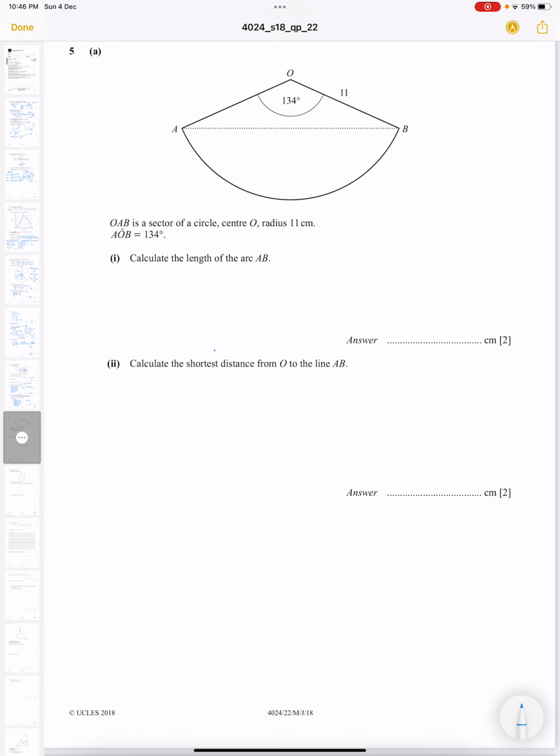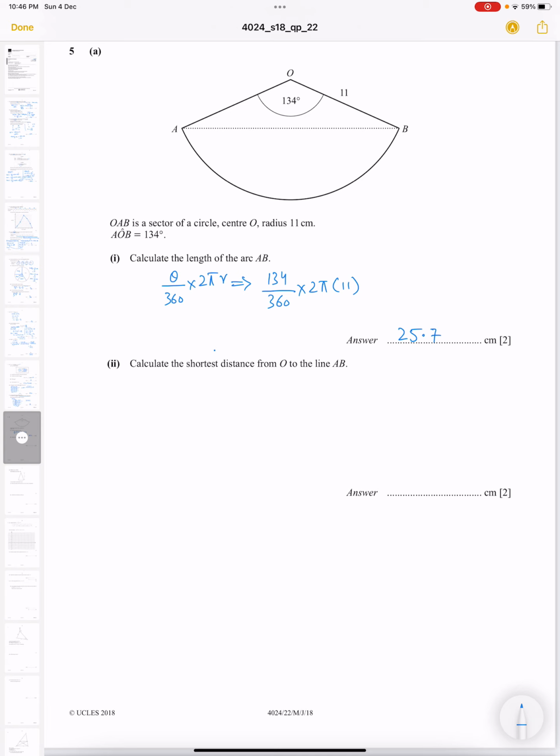OAB is a sector of a circle, center O, radius 11. This angle AOB is 134. Calculate arc length AB. So we know the relation to find out arc length is theta over 360 times 2 pi r. So here it will become 134 over 360 times 2 pi times 11. So if we solve it, we have 25.7 centimeter, that's the arc length.